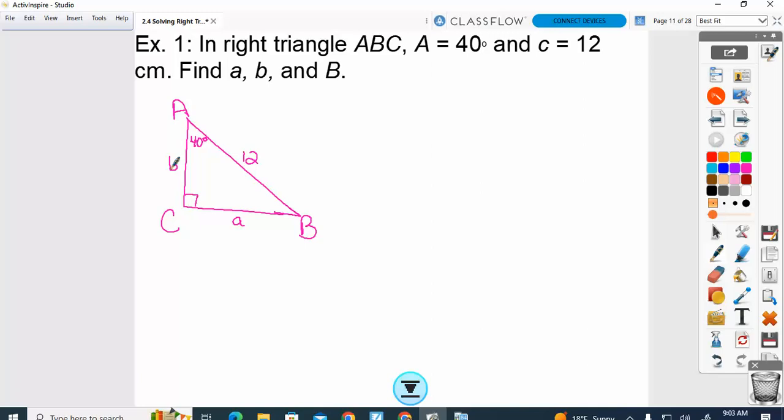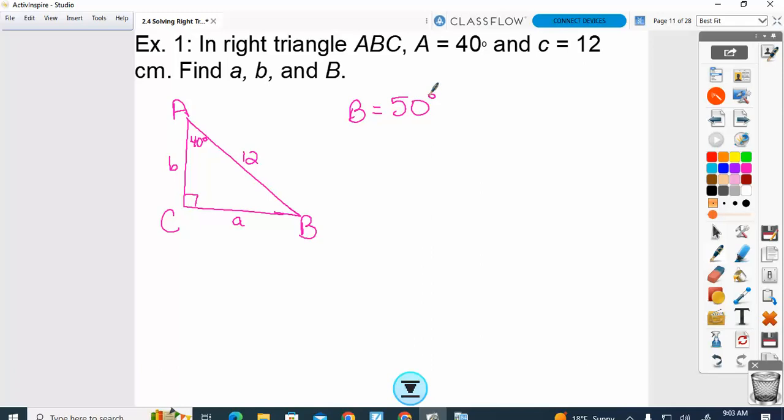What would be the easiest piece of information to probably find here? Angle B should be pretty easy. We know that in a triangle, all the angles add up to 180. If this one's 90, 180 minus 90 is 90, so the other two have to add up to 90. So if this is 40, what's angle B? 50 degrees. All right. We're good there.